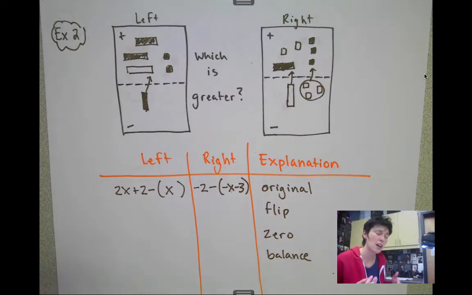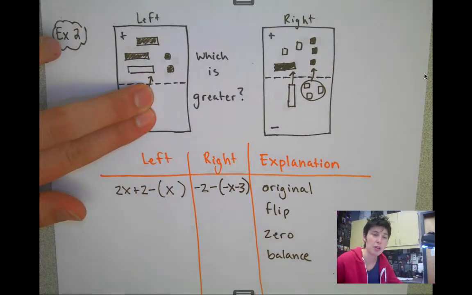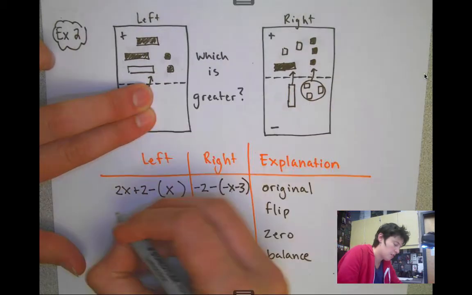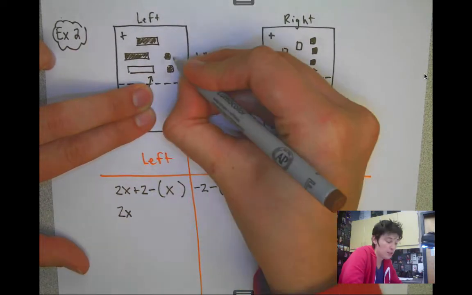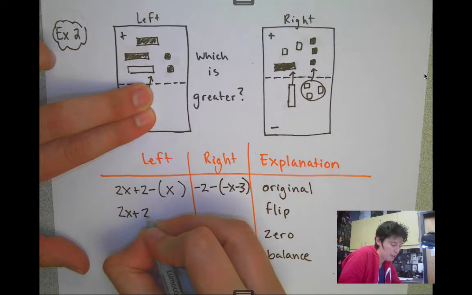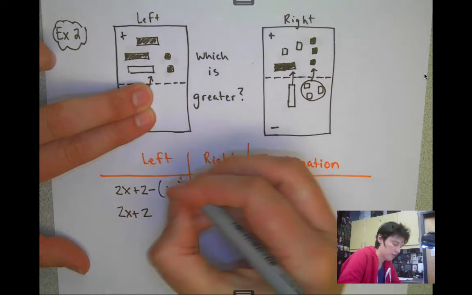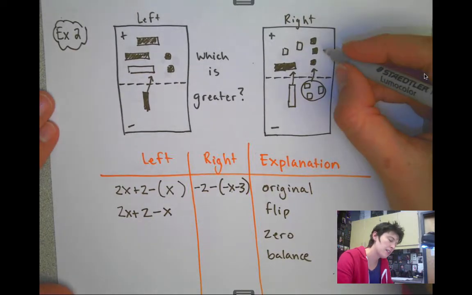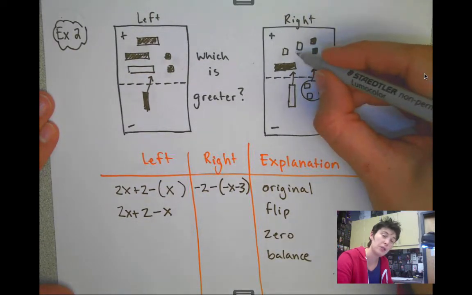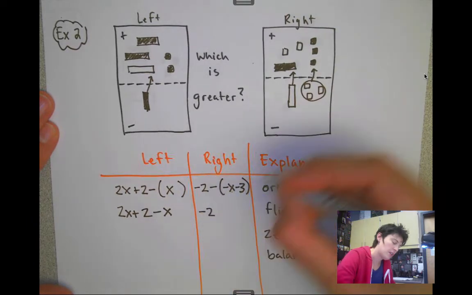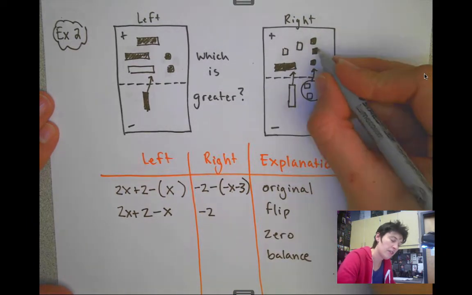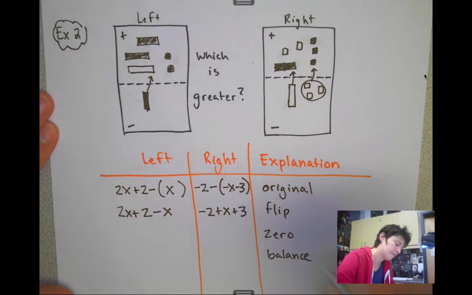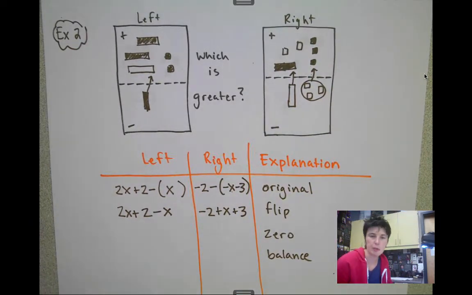I'm going to write out what I have. I no longer have the subtraction box anymore. So now I see I still have those 2 x's, and I still have these 2 units. But now I have a minus x, a negative x. I'm going to write that down. On the right, I still have the -2 units. But now I have a positive x and a +3 units. So plus x plus 3. Okay, there's my flip move.